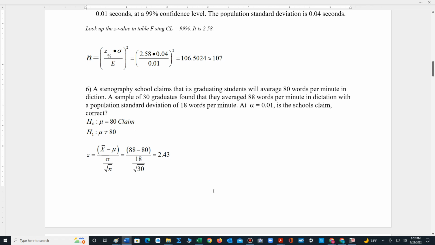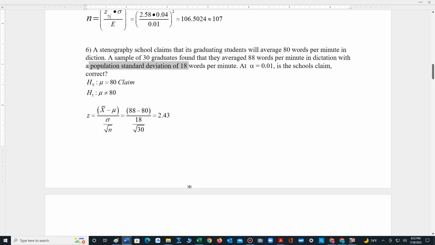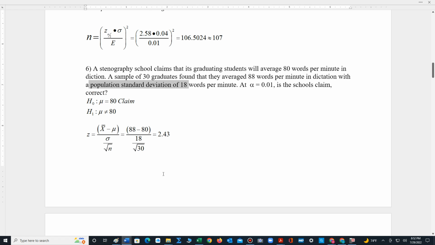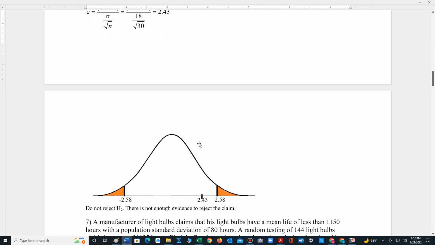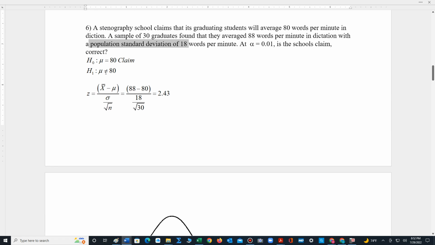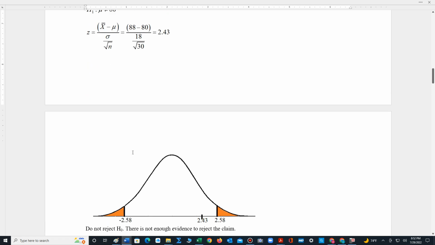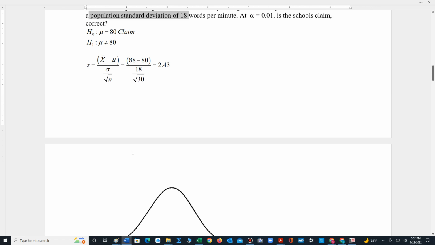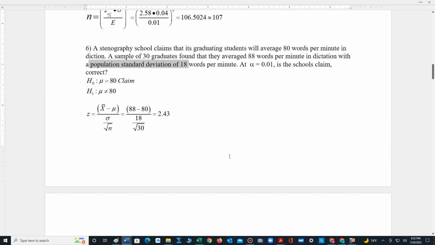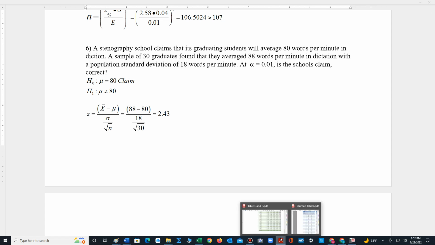This is a z-test because we're given the population standard deviation. And so we draw a normal distribution. We will look up, it's two tails because we have a not equal to, and we need to look up the critical values in table F. So it's a z-test, two tails, alpha's 0.01.